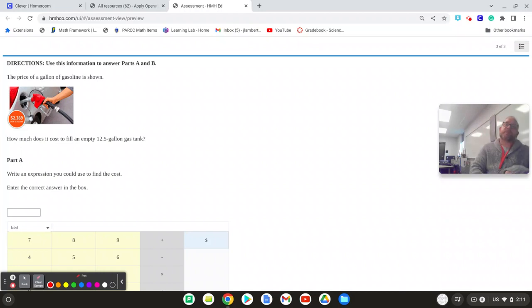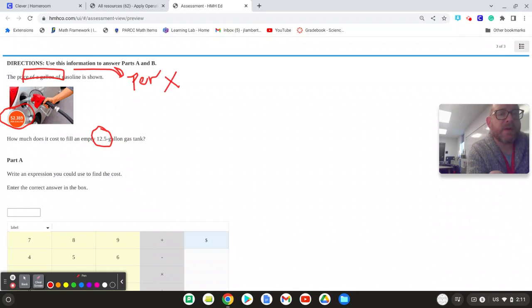Okay, so if I am finding how much it costs to fill up that 12.5 gallon gas tank, I've got 12.5 gallons. I know I've got that much, but this is the price per gallon, right? The price of a gallon of gas. That's per gallon. That means we're going to be doing multiplication, y'all. So we're going to take our 12.5, we're going to multiply it by 2.389. That's what we got to do. So there is your expression.